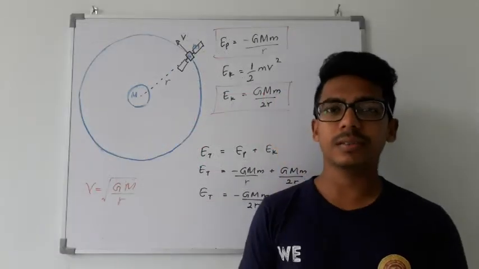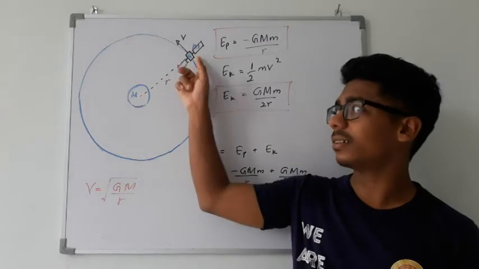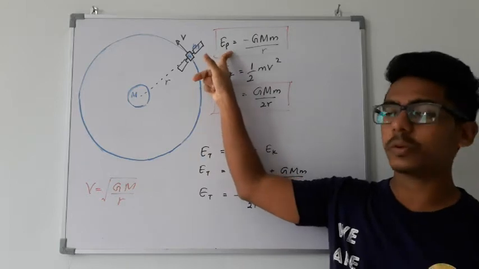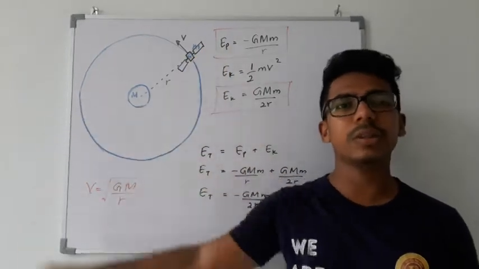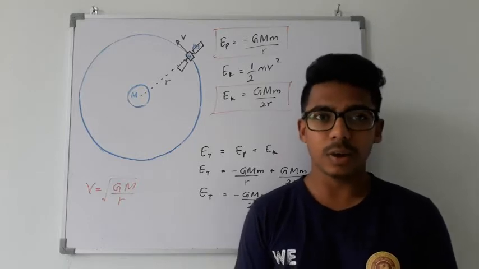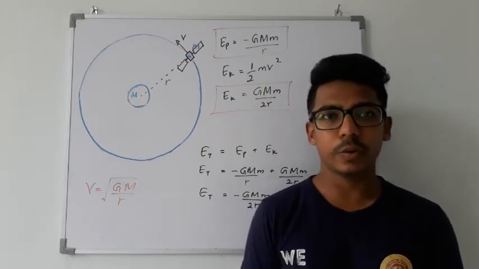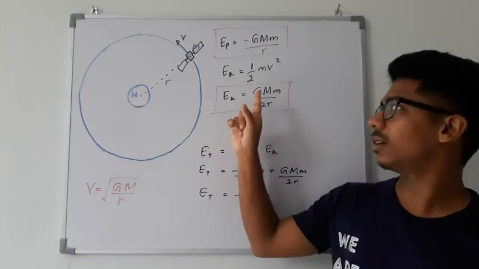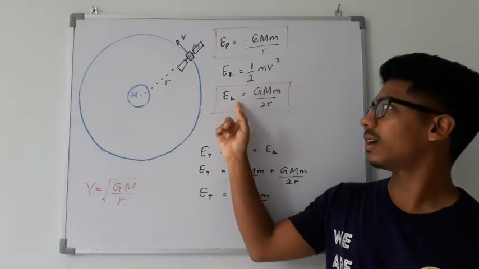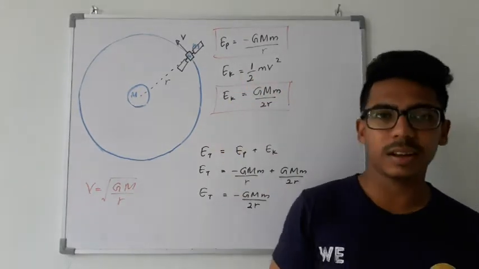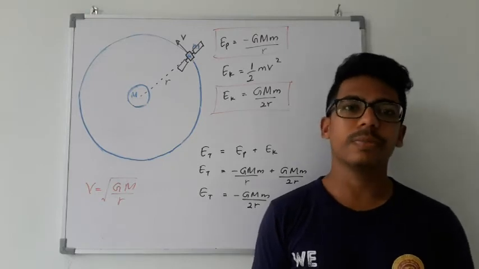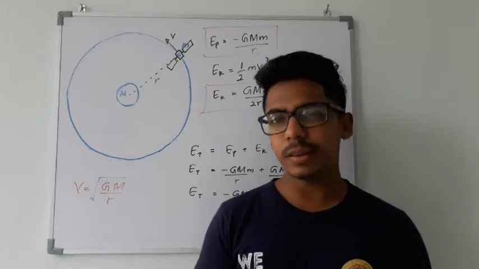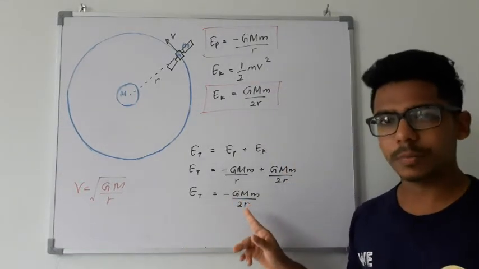In the previous video I discussed that the potential energy of a mass at distance r from the center of a planet is given by this equation. Therefore this gives the potential energy of this satellite, and we know the kinetic energy is given by half mv squared, and we already derived an equation for the velocity. Substituting that in this equation, we get the kinetic energy as GMm over 2r, and the total energy is given by the addition of kinetic energy and potential energy. So we get the total energy equal to minus GMm over 2r.